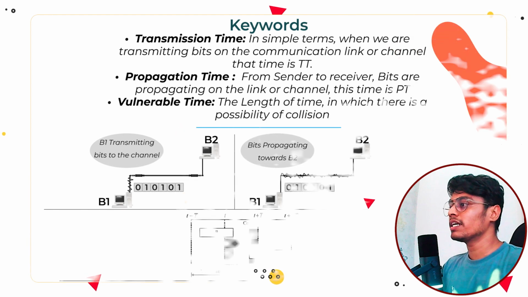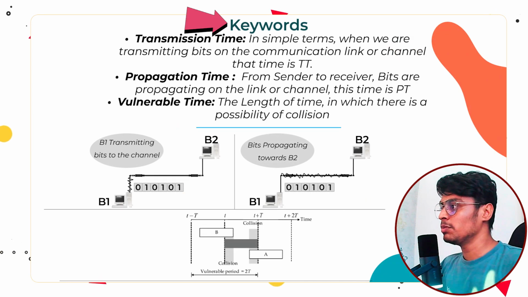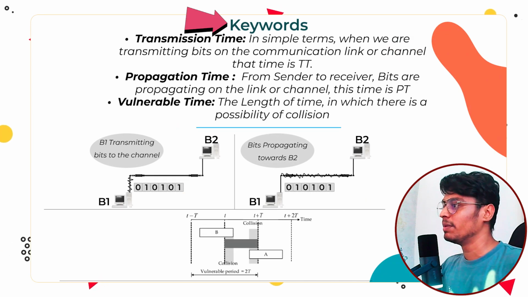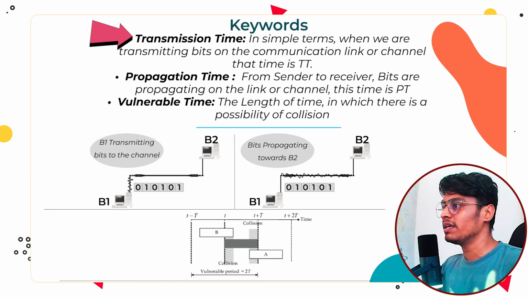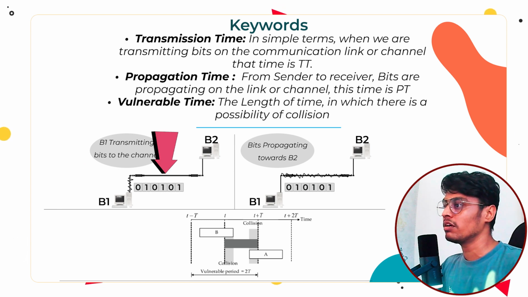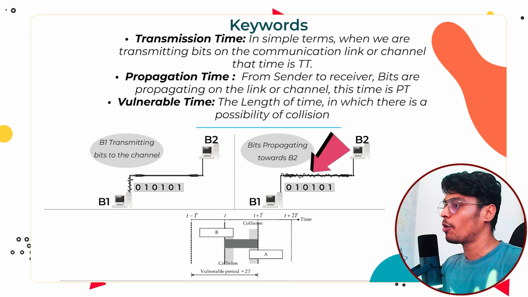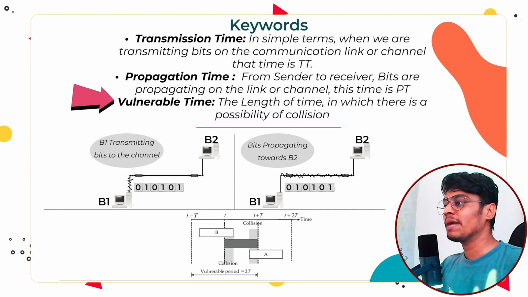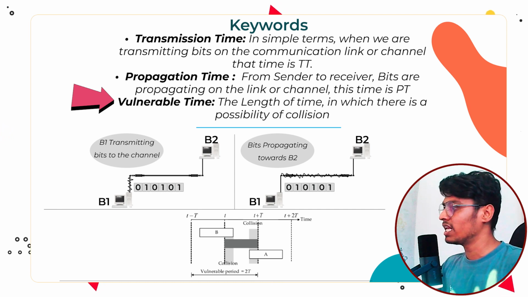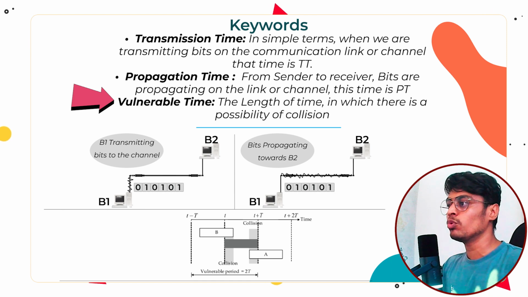So, what are the keywords related to this topic? Transmission time, propagation time, and vulnerable time. What is transmission time? In simple terms, when we are transmitting bits on the communication link or the channel, that time is transmission time. And propagation time: from sender to receiver, bits are propagating on the link or channel, this time is propagation time. Vulnerable time: the length of time in which there is a possibility of collision, this is vulnerable time. So these are the keywords related to this topic.